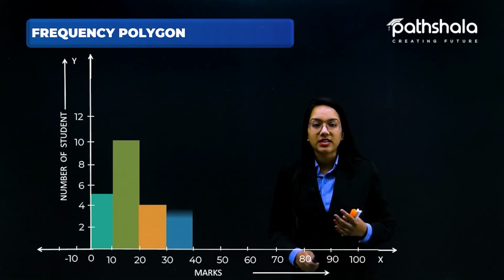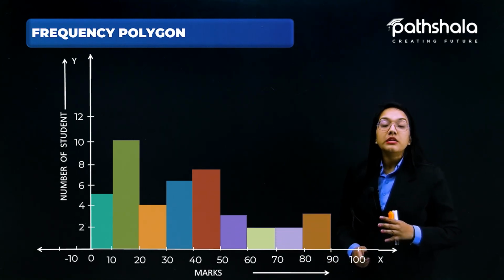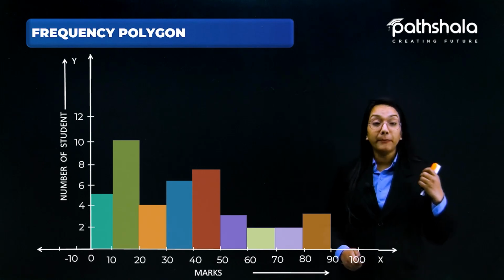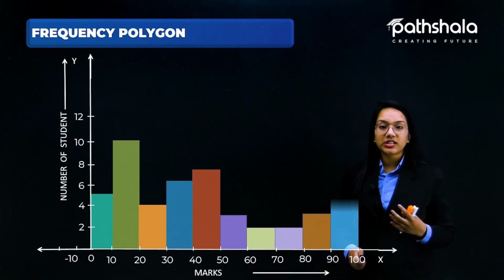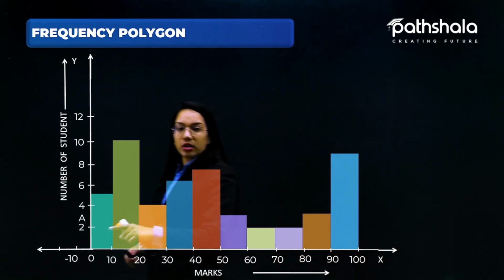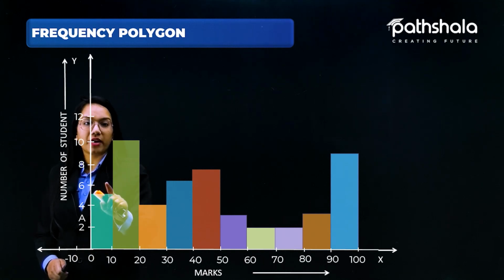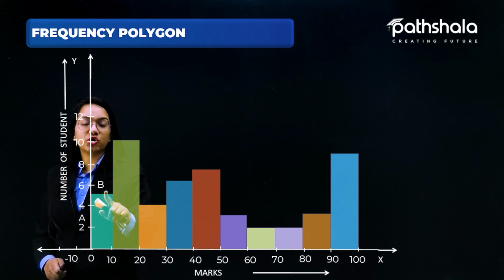We have the frequency as this and further this. So this is the way we can create the histogram. Now let's talk about the midpoints of all of these. We are starting with the very first midpoint. I'm taking the midpoint of minus 10 to 0 as this particular point, and then I'm joining these 2 points together.